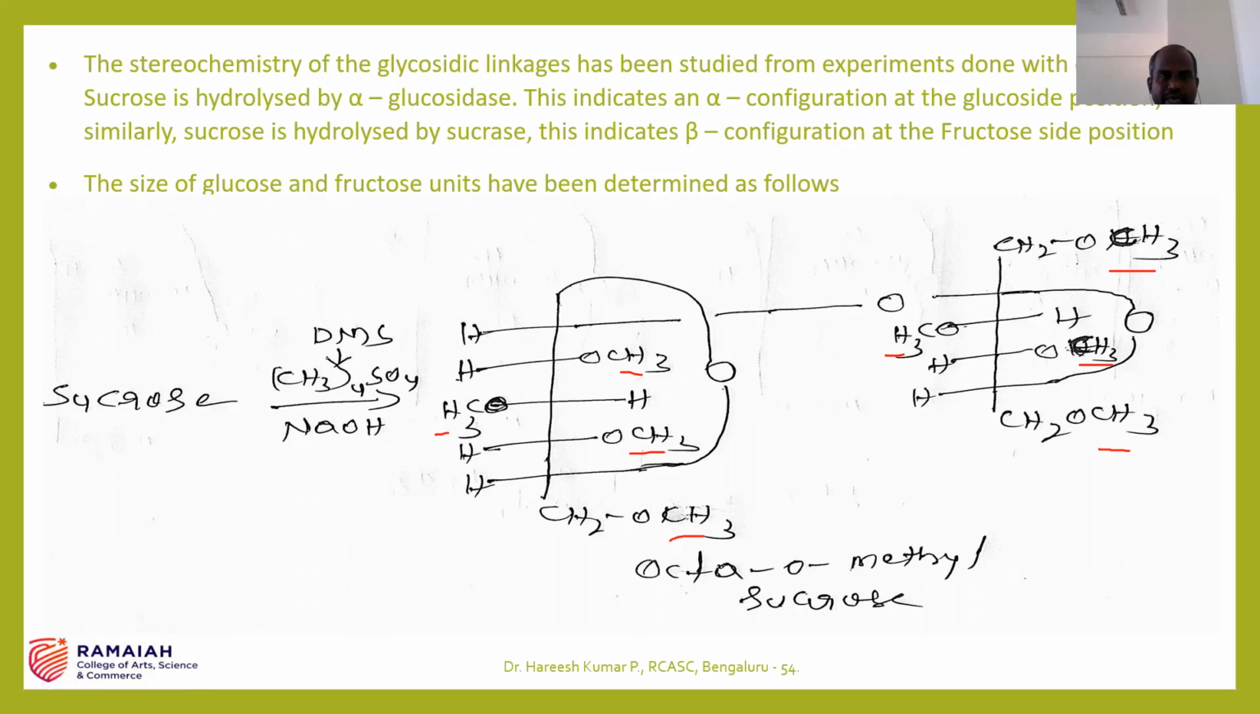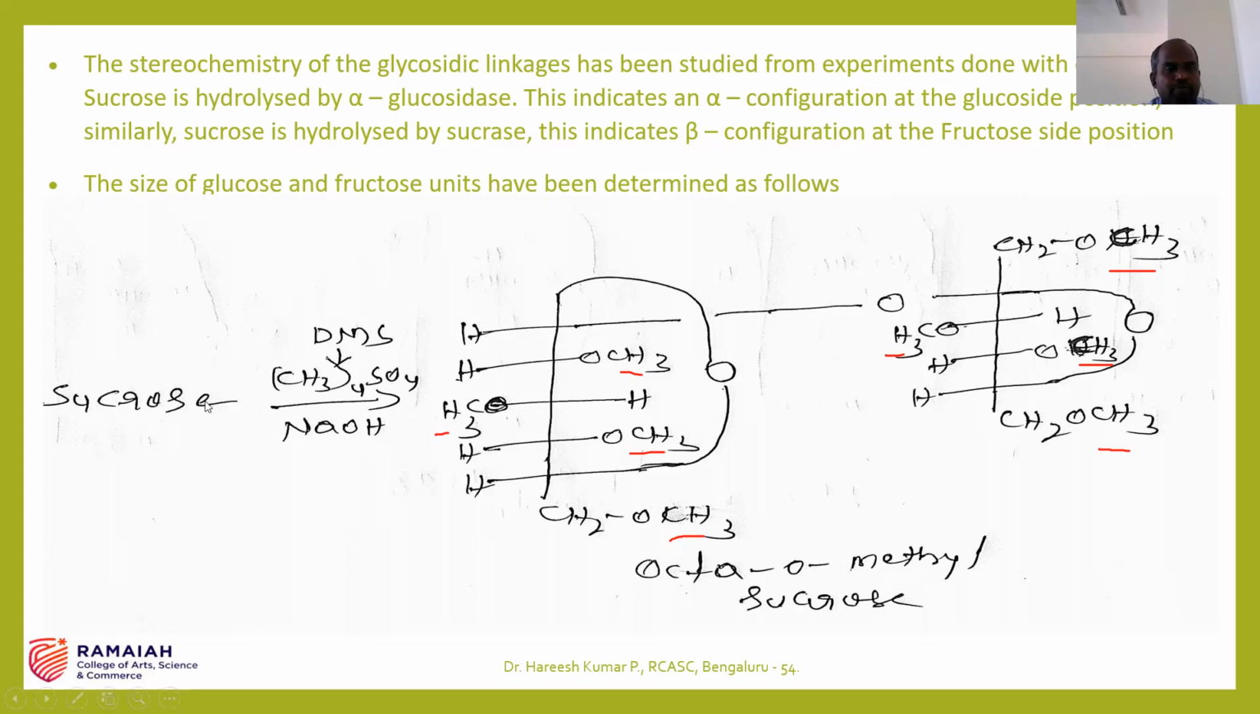So again I will explain this particular one. Sucrose is formed by the combination of glucose and fructose. More particularly, alpha-D-glucopyranose is joined with beta-D-fructofuranose, and then only the alpha-1,2 linkage. The size of the glucose and fructose units has been determined as follows. How do you find the size of the glucose and fructose present in sucrose? Then you have to answer this particular one.